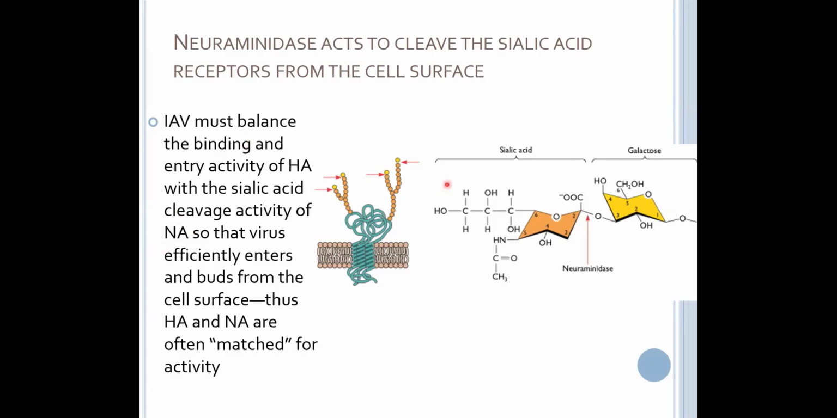So NA cleaves these sialic acid moieties off the cell surface, releasing the virus from binding them and from sticking to the cell. And so we often talk about the HA and NA activities having to be matched for activity. If you have too much of one, you either stick too hard or you get cut off too quickly.